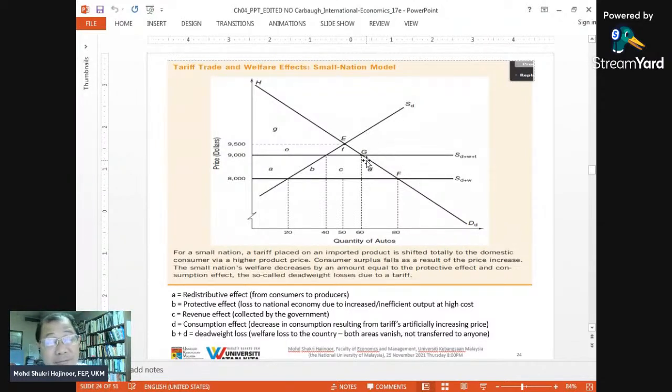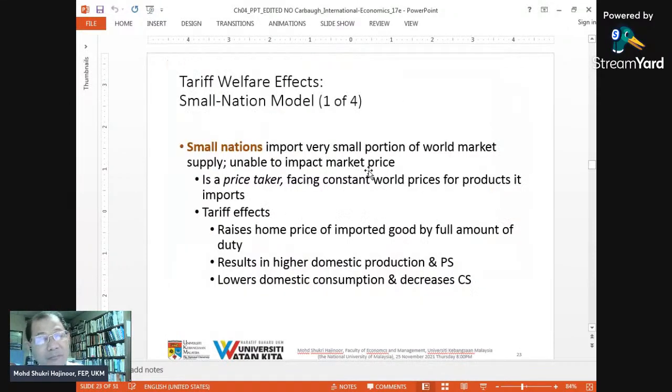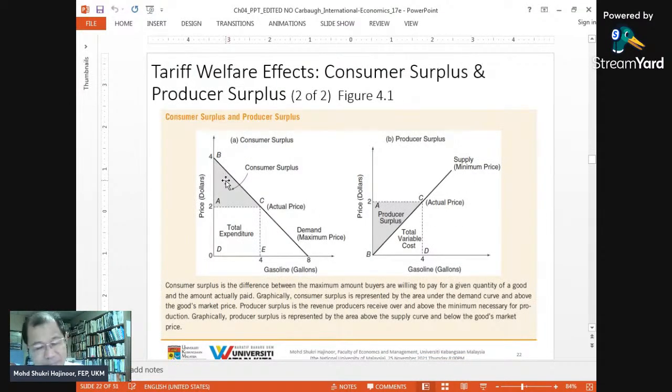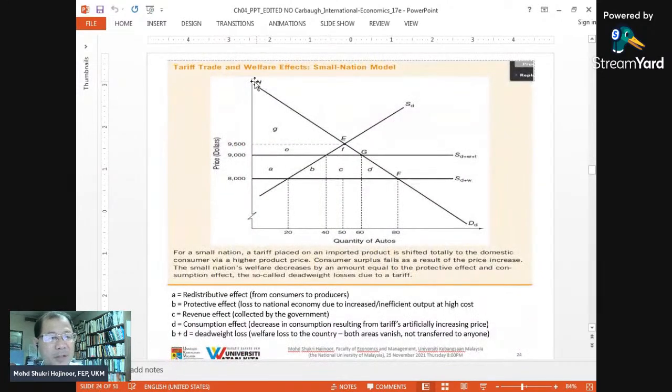Okay, now with the T, the first impact is on the consumer. Oh, I forgot. This is the consumer surplus during free trade. Consumer surplus, the whole area here. Area of G, A, B, C, D. The whole area. Consumer surplus. Whereas producer surplus is only here. Small.